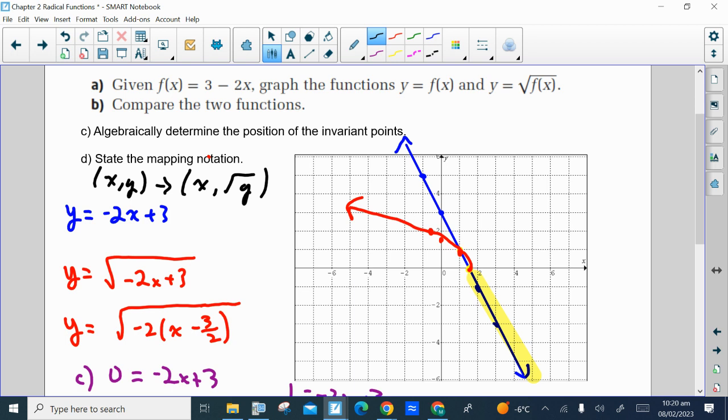The domain and range for the linear function are all real numbers, but the domain and range for the radical function are different, okay? So the domain of that function would be from negative infinity to positive 3/2. The range would be from 0 to positive infinity. And we have a square bracket on the 3/2 because it's included in the domain, a square bracket on the 0 because it's included in the range.